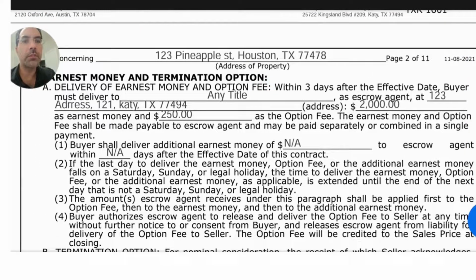Number 5, earnest money. The first blank, you would put the title company and their address. In the second blank, the amount of the earnest money, generally 1%. So 1% of 200,000 is $2,000, and the option fee that you would include. These two numbers are negotiable and are something you would have to negotiate with the other party.